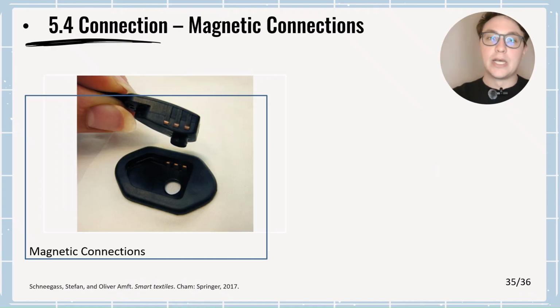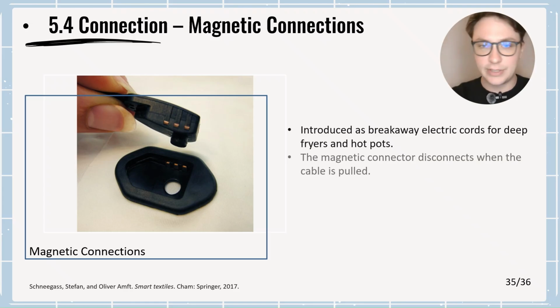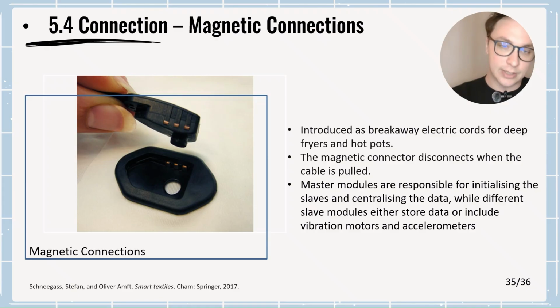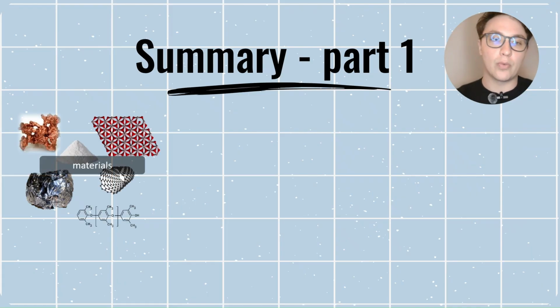The final one is magnetic connections. They were introduced into the market as breakaway electric cords for deep fryers, for instance. The magnetic connectors disconnect, of course, for safety reasons when the cable is pulled. And there's a master module responsible for initializing the slaves and centralizing the data. But it's a very simple connector.